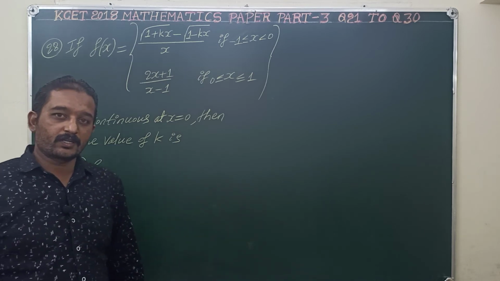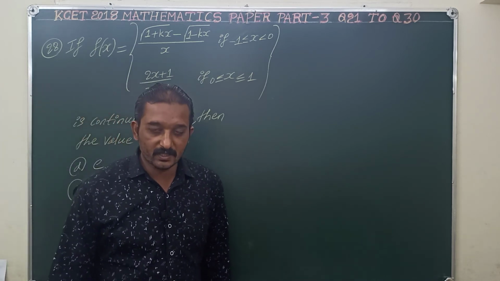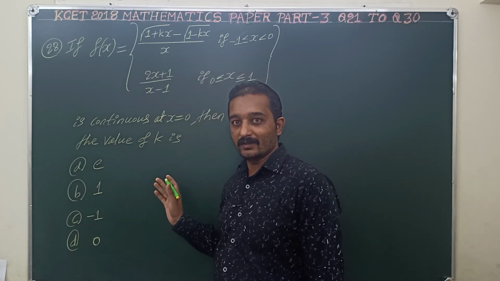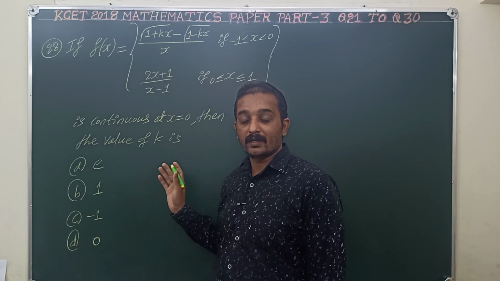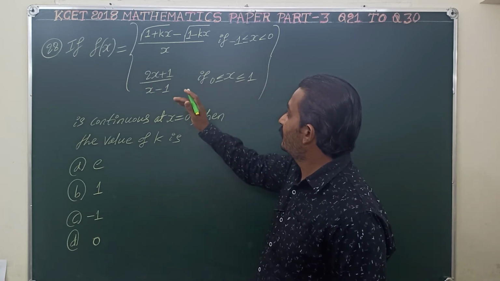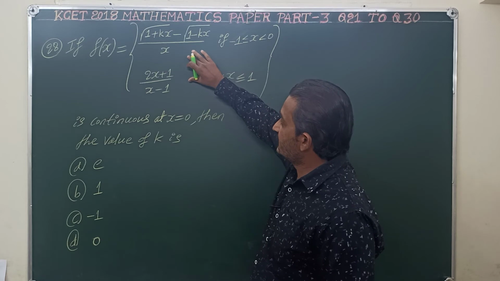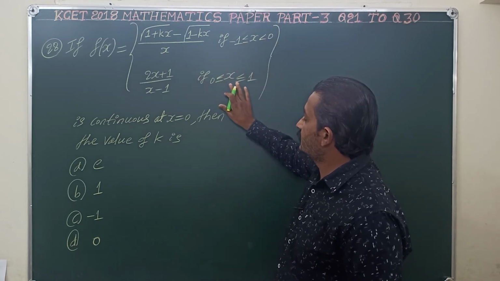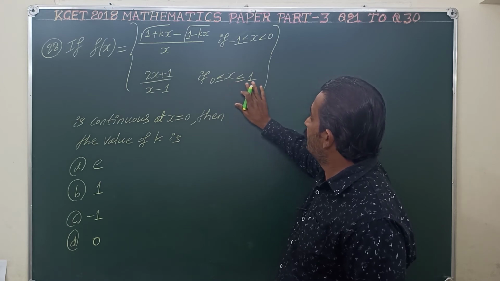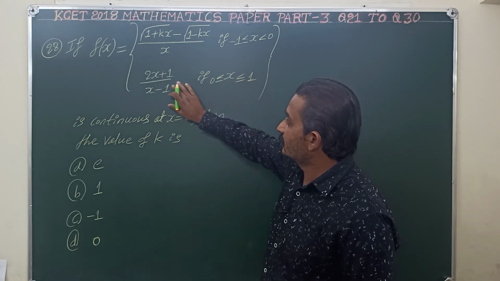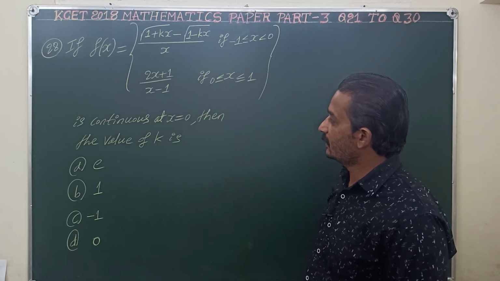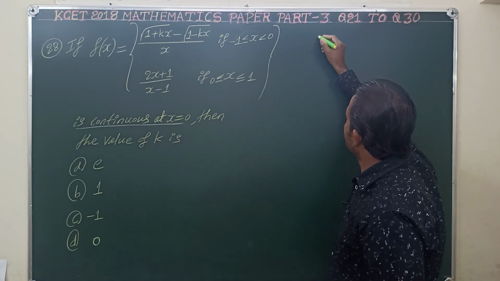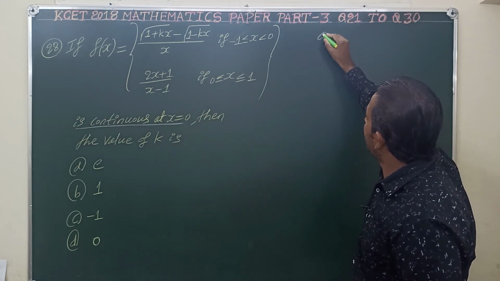So now let us move on to the next question, question number 28. This question is based on the chapter continuity and differentiation, particularly continuity at a point. So let us see the question. Here f of x is given. Two functions are given in this case. For x greater than or equal to minus 1 and less than or equal to 0 one function, and for x greater than 0 and less than or equal to 1 the function is 2x plus 1 divided by x minus 1. Here it is given that f is a continuous function at x is equal to 0.